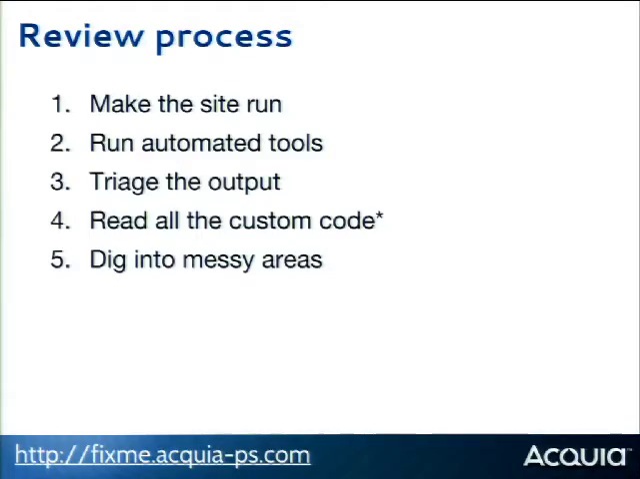Usually there's custom code, so you need to read everything. Even if it's 1,000 or 2,000 lines of code, you will need to go through it at least quickly to make sure that you didn't miss anything. Automated tools are great, but they don't catch everything, so you still have some work to do. And then you look into the messy areas that you found by reading the code and by looking at the output of automated tools.